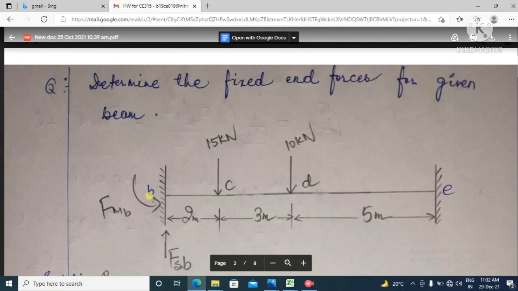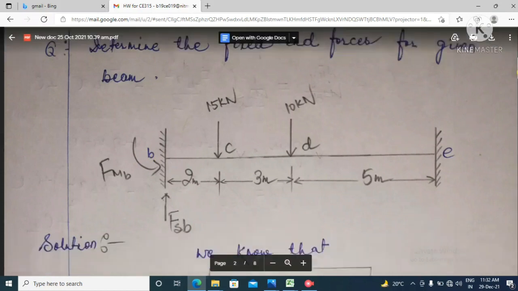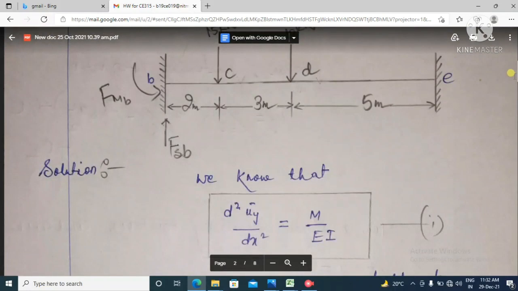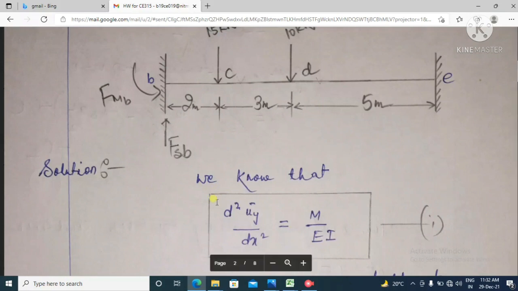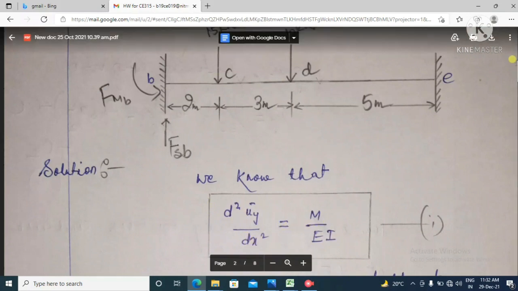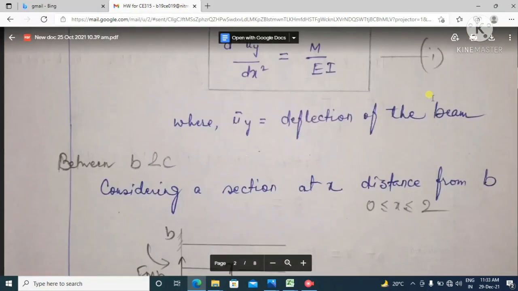Here I have named the near end as B and the far end as E. Anyway, let's start with how we will be solving for the fixed end forces. Hope you have studied this equation in the second year: d2Uy by dx square is equal to M over EI, where M is the bending moment, E and I you all know very well, and Uy is the deflection of the beam. So we will be using this equation only for solving this problem.